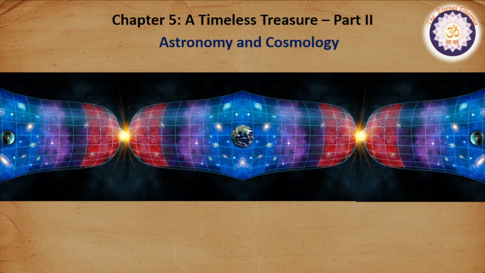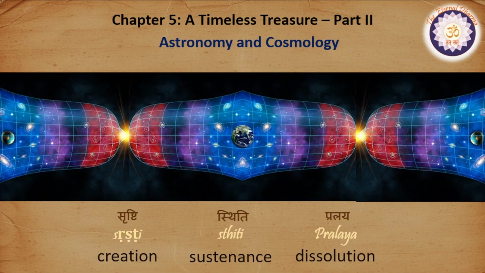Vedas present a cyclic view of time, describing recurring phases of creation, srishti, sustenance, sthiti, and dissolution, pralaya. According to the Vedas, each cycle lasts billions of years. Modern science acknowledged the much older age of the universe through the Big Bang, pulsating, and cyclic theories in the early 20th century.